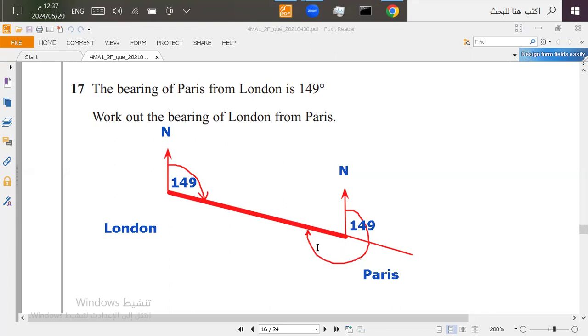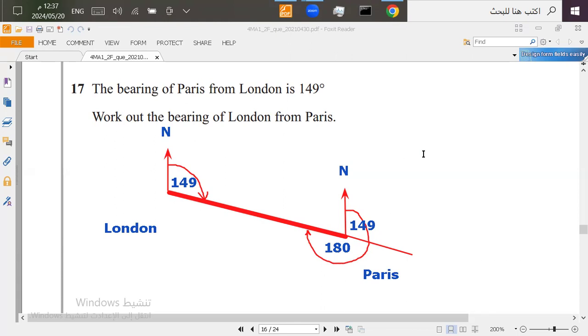And this angle here is 180 because it's a straight line. So this bearing is 149. This bearing, if you want to find it, just take the 149 and add 180 to it. This is how you do it using the drawing.